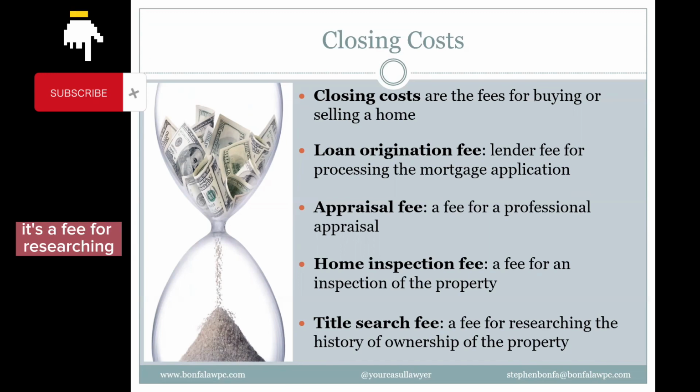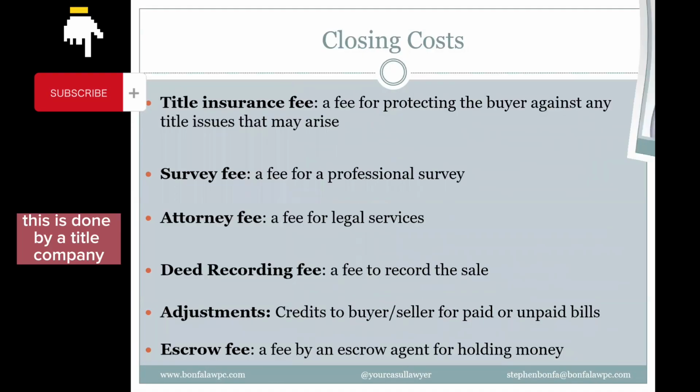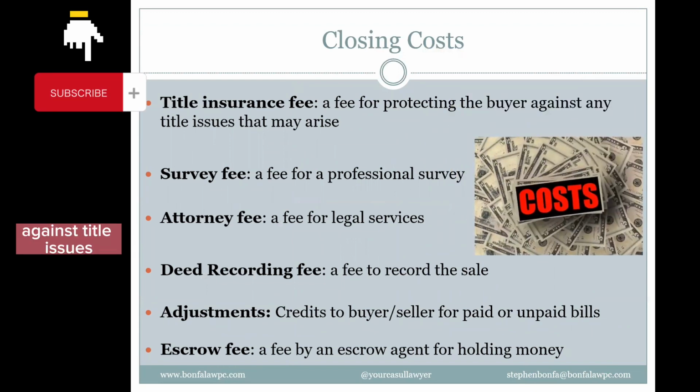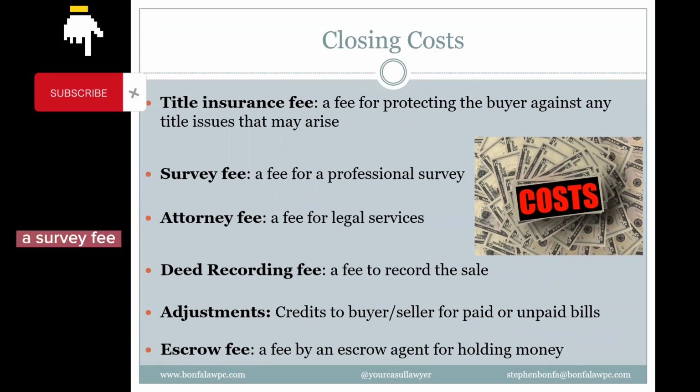There's a title search fee. It's a fee for researching the historic ownership of a property. This is done by a title company. There's title insurance, which is a fee for protecting the buyer against title issues. So you have title insurance that does their title research and then insures. A survey fee is a fee for professional survey. There's attorney fees, there's deed recording fees, adjustments, and escrow fees.